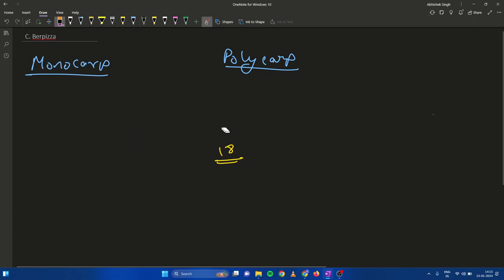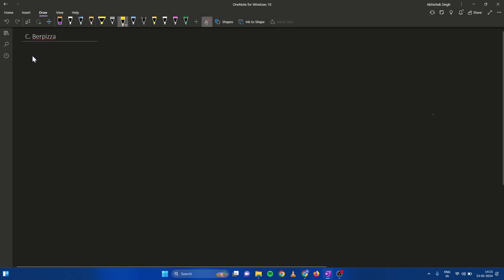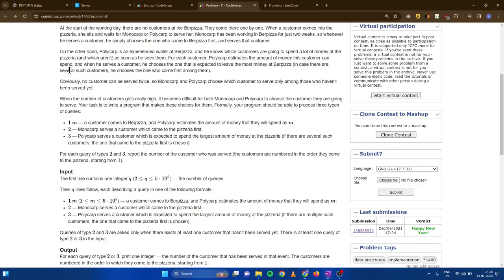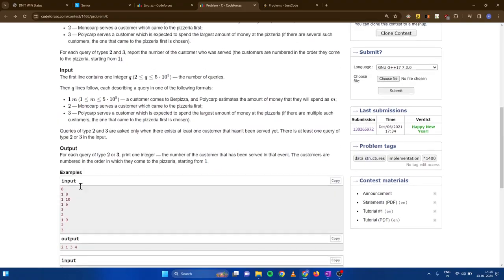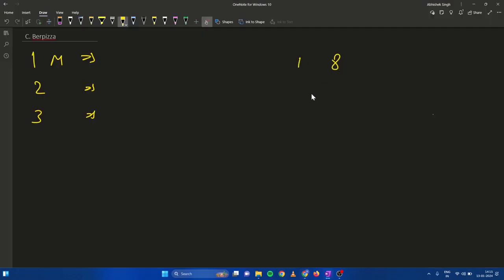Now let's come to the queries. The queries say there are three types: first is 1 m, second is 2, and third is 3. In 1 m, a customer comes spending m amount of money. Like 1 8 means a customer comes and is going to spend 8 amount of money. Similarly, 1 10 means a customer comes who is going to spend 10, and 1 6 means a customer comes who is going to spend 6. This is what 1 m means.